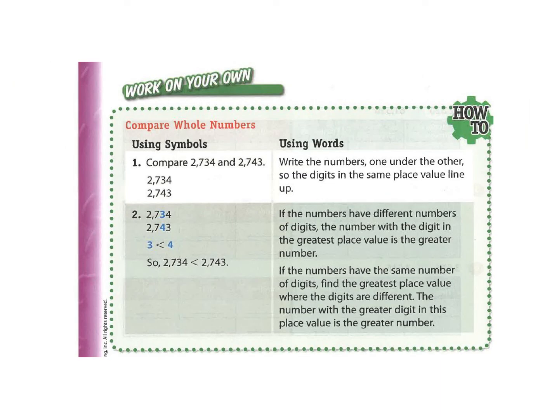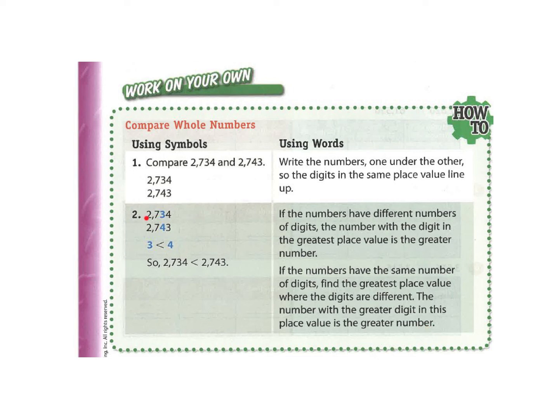And lastly, if we look through this, so this is comparing whole numbers. So using symbols, we compare 2,734 and 2,743. They lined up the place values like we just did. So you write the numbers one under the other so the digits in the same place value line up. If the numbers have different numbers of digits, the number with the digit in the greatest place value is the greater number. If the numbers have the same number of digits, find the greatest place value where the digits are different. The number with the greater digit in that place value is the greater number.